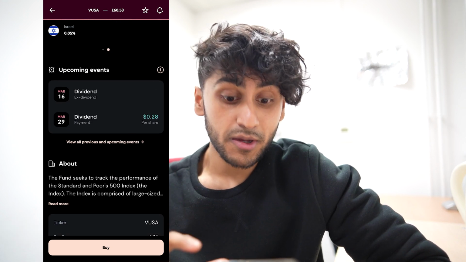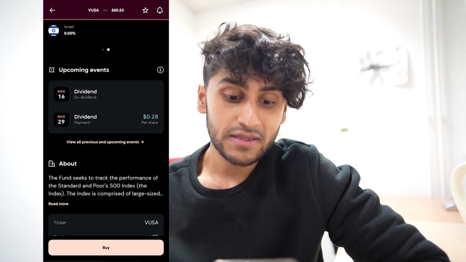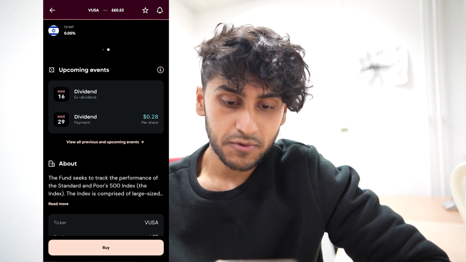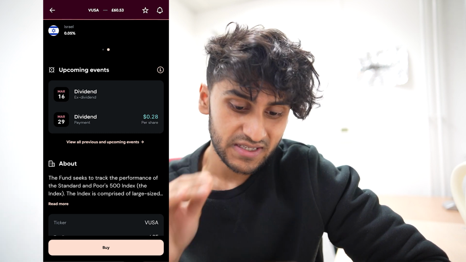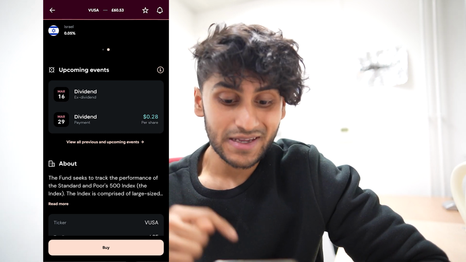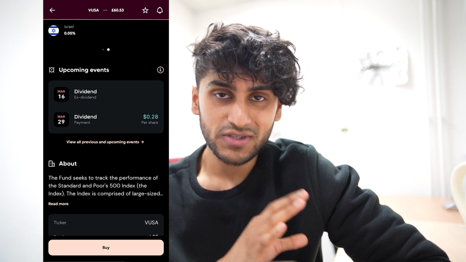You also have upcoming events, which is very, very useful. You can see the next ex-dividend date is on March the 16th, which means you usually have to hold the stock a day before the ex-dividend date in order to be eligible to get the dividends later on. So the ex-dividend date is not the same as the payment date.